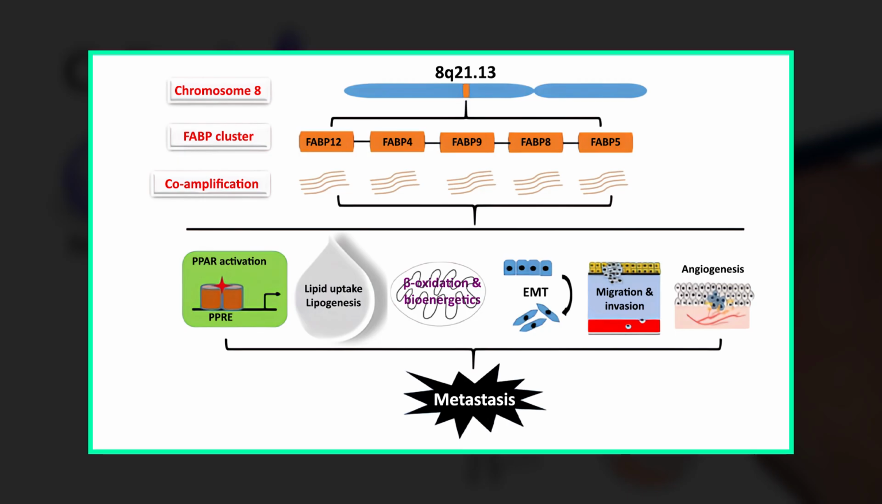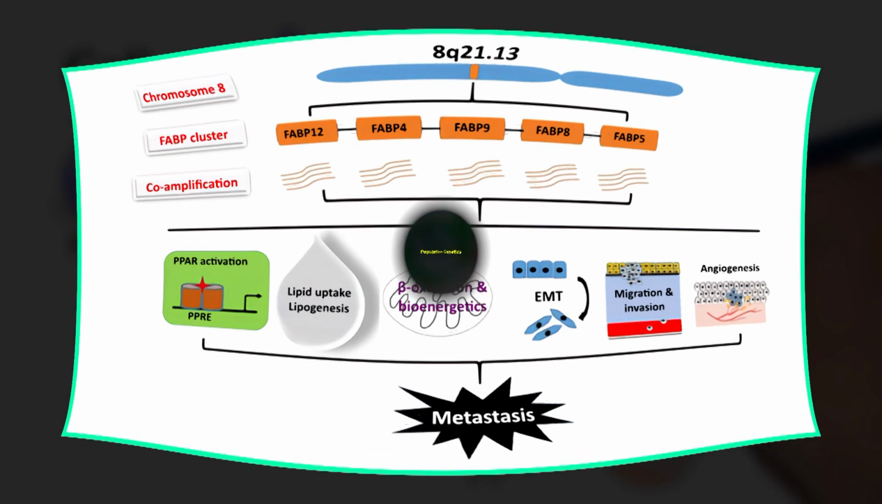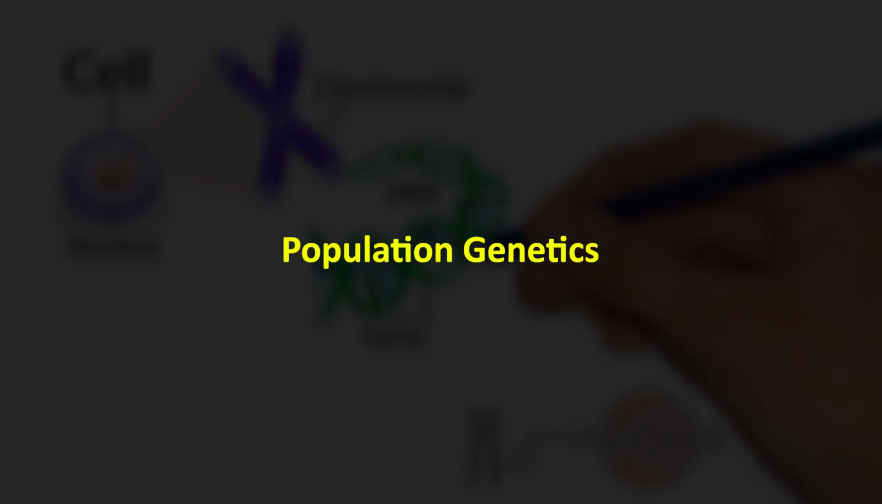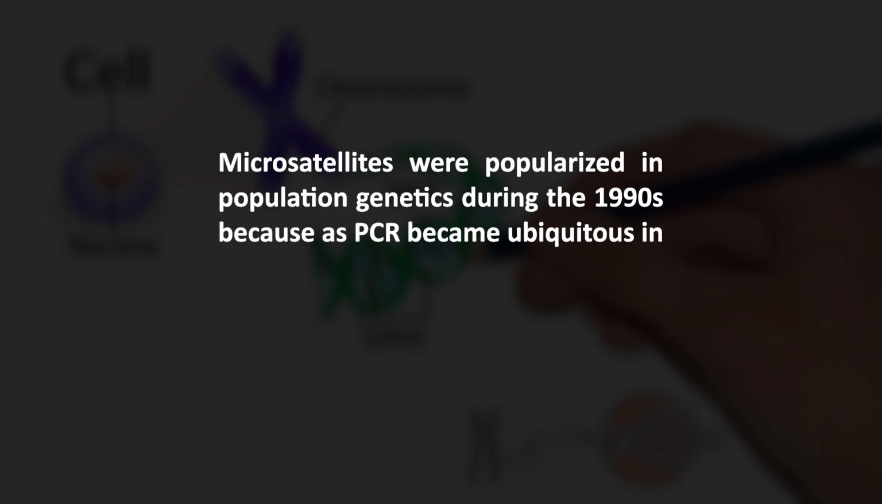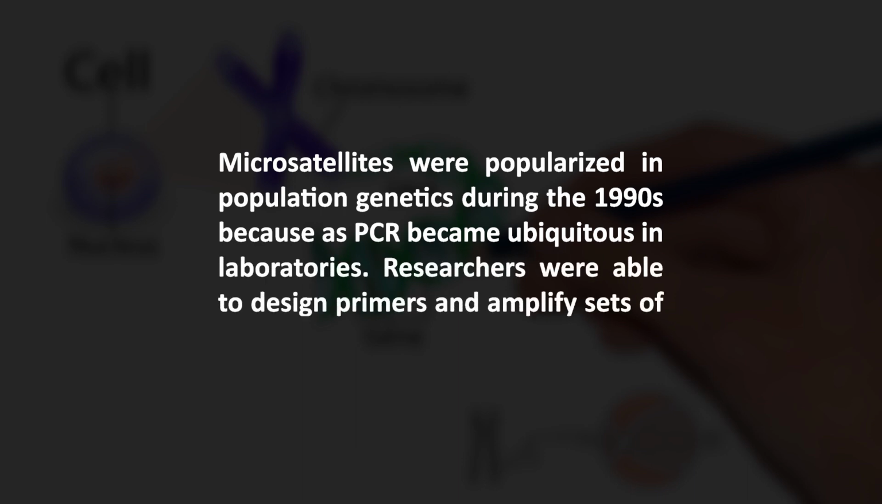Dear students, let's now understand the role of microsatellites in population genetics. Microsatellites were popularized in population genetics during the 1990s because PCR became ubiquitous in laboratories. Researchers were able to design primers and amplify sets of microsatellites at low cost.